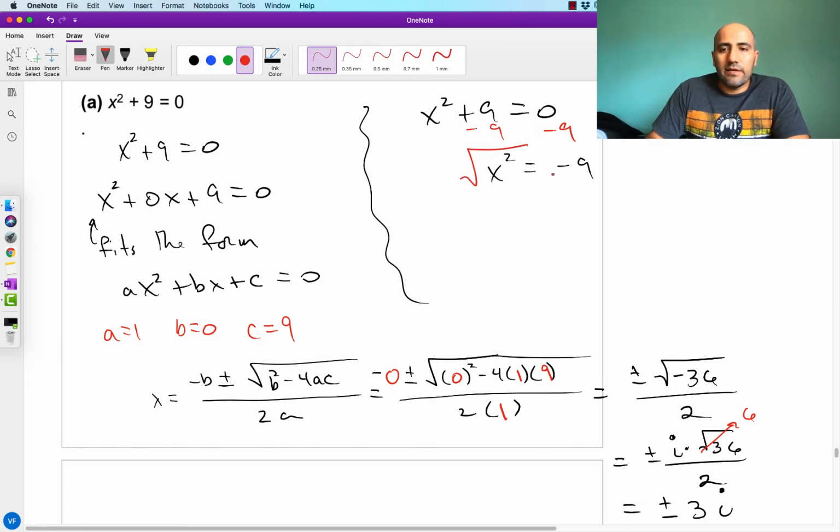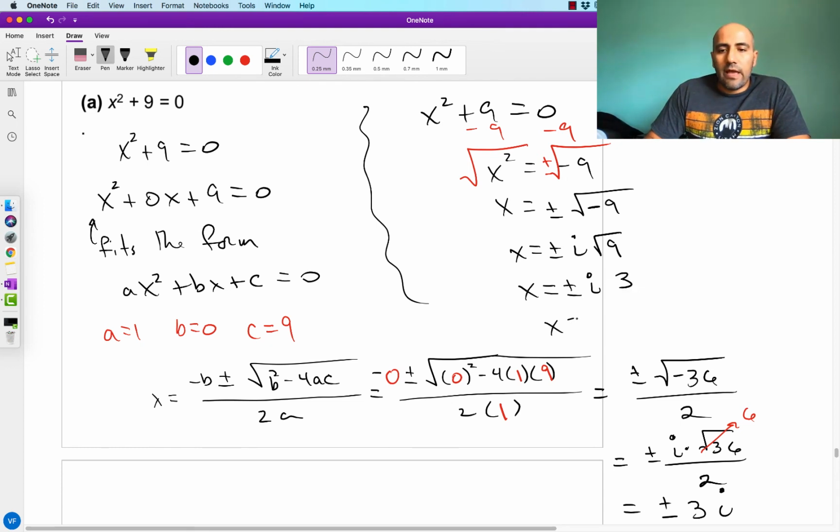Take the square root of this side, plus or minus the square root of that side. And we're allowed to do that. So we get x equals plus or minus square root of negative 9. And then the way we deal with that minus is to bring out an i. So we get x equals plus or minus i root 9, which then gives you x equals plus or minus i times 3, or x equals plus or minus 3i. Same answer as before.